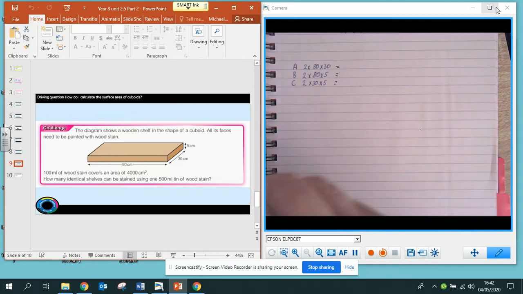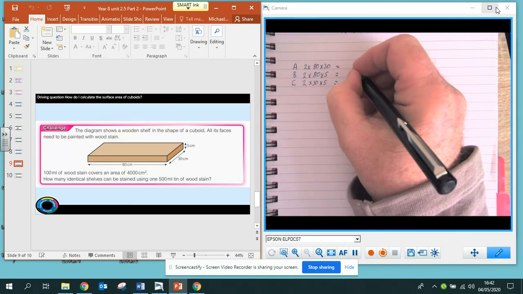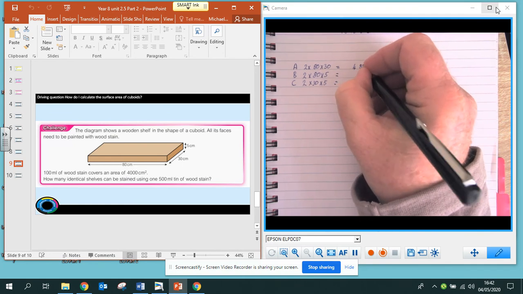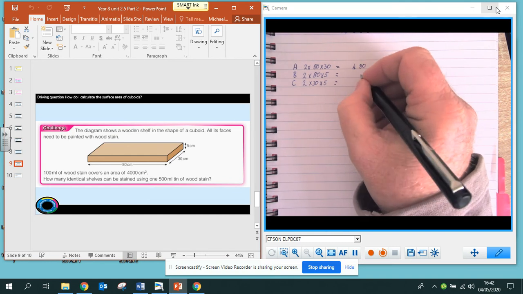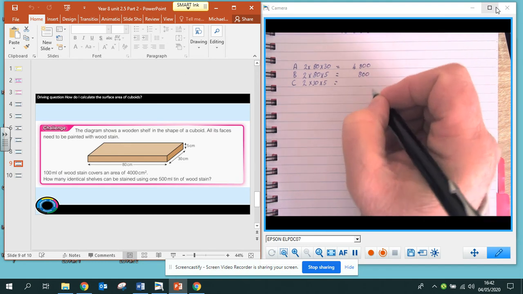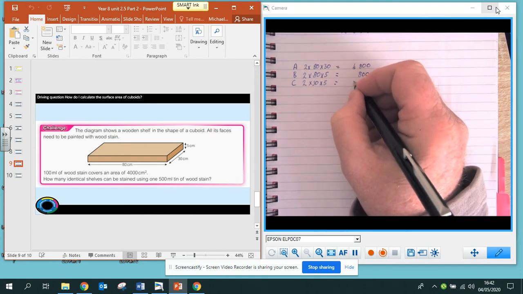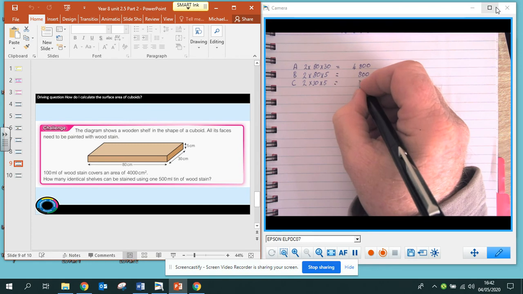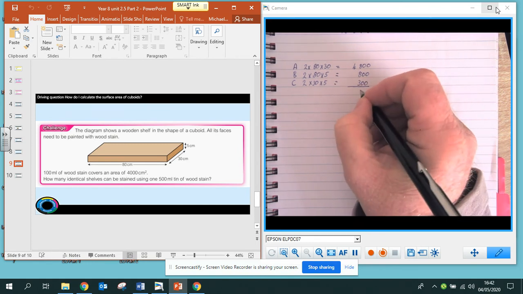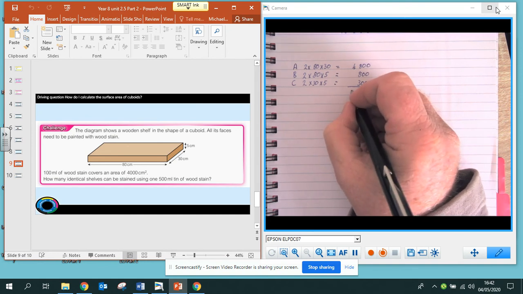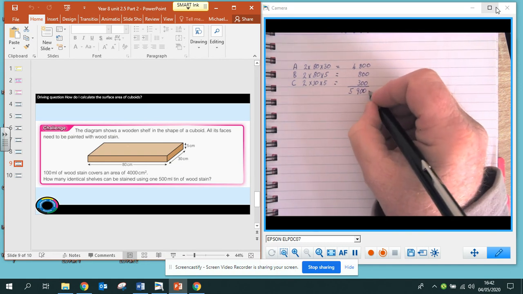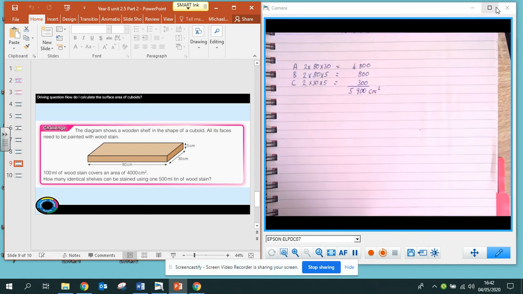Multiplying those together, 2 times 80 times 30 is 4,800. 2 times 80 times 5 is, sorry, missed a 0, 800. And 2 times 30 times 5 is 300. If I add all those together, I get 5,900, check my unit, square centimeters.